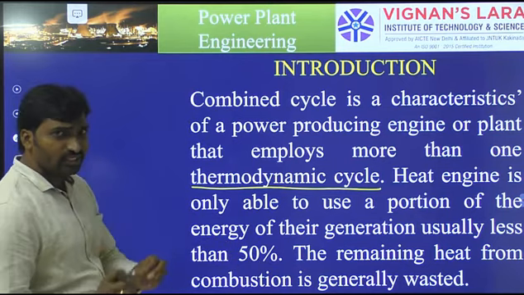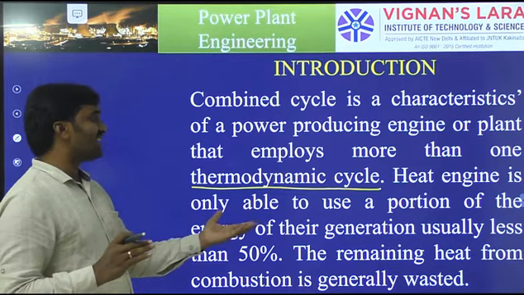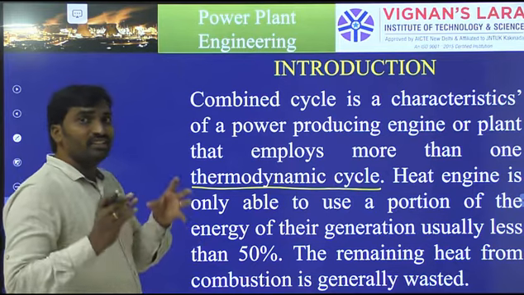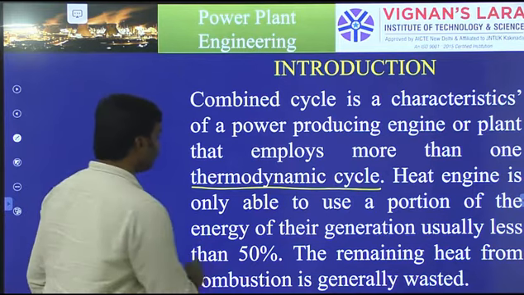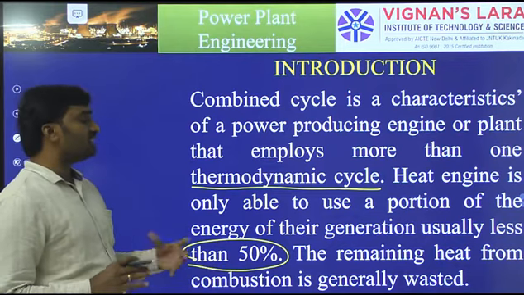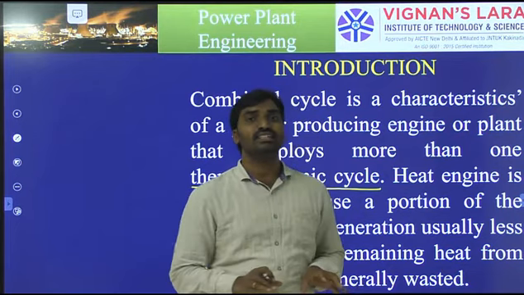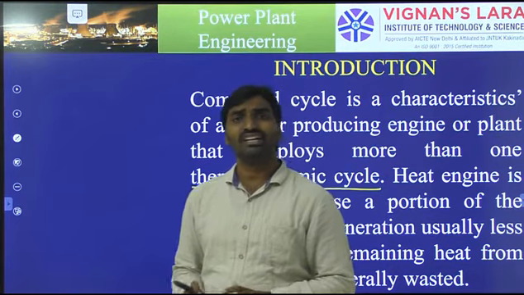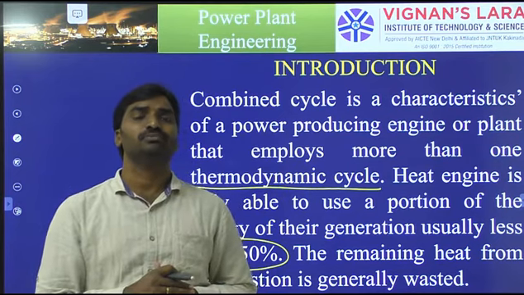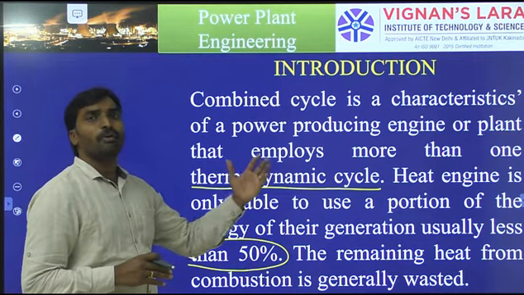For example, if you consider a heat engine, it is able to transfer some amount of energy, but the efficiency is less than 50% only. The remaining heat from the combustion is generally wasted. So we are wasting heat energy. The main aim of a combined power plant is to utilize the heat energy in a proper way. That is the main aim of combined cycle power plant operation.